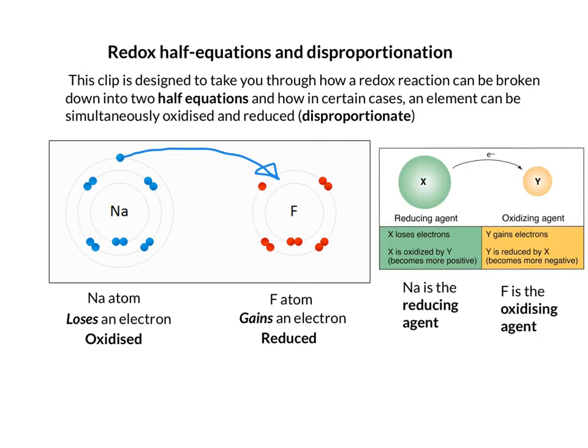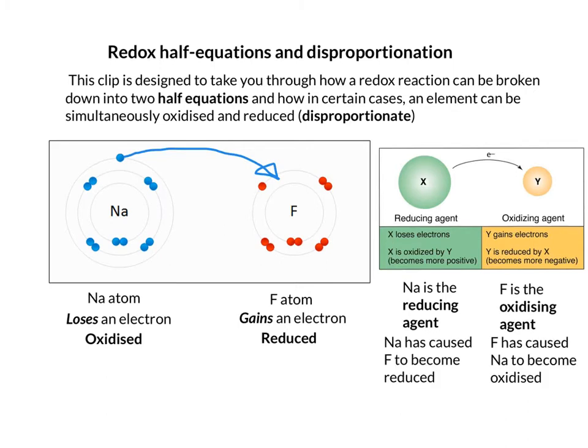So we call sodium the reducing agent and fluorine the oxidizing agent. So sodium has caused fluorine to become reduced, fluorine has caused sodium to become oxidized, all because of that simple transfer of an electron. So we can write out what we call a half equation to represent each process. So on the left you've got sodium losing an electron to become Na+, and on the right you've got fluorine gaining an electron to become F-, or a fluoride ion.